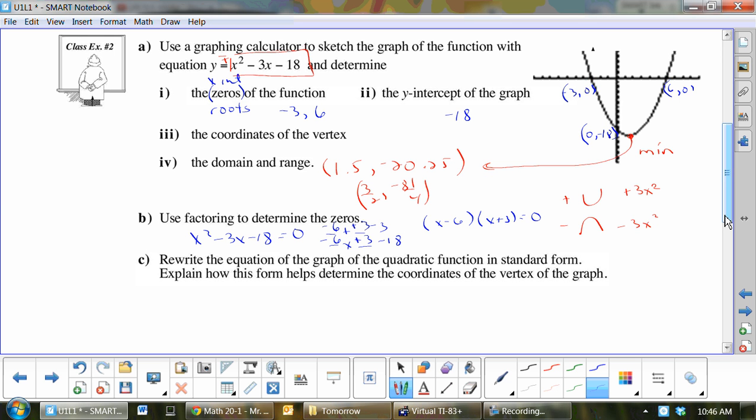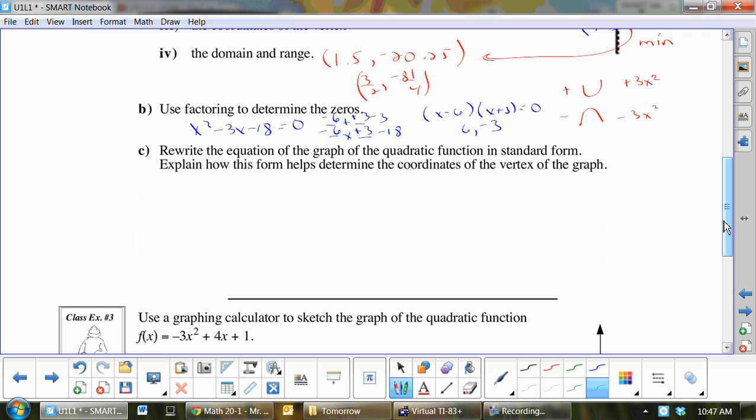What are my zeros? What will make this thing equal 0? If I put in a 6 or negative 3. Okay? So do you see how the zeros are the same thing as the x-intercepts, not the two numbers that give you the equation? People get that mixed up with that all the time.